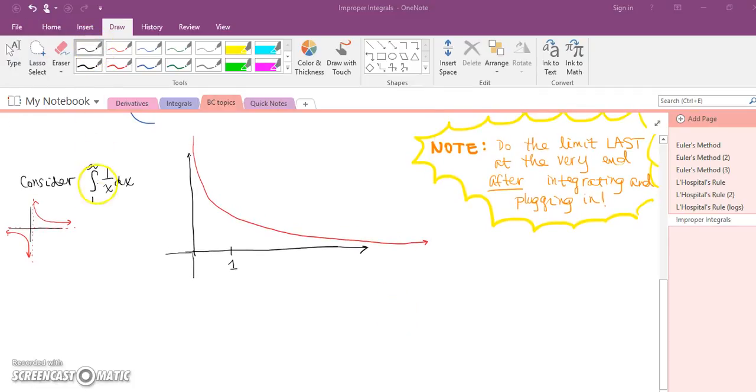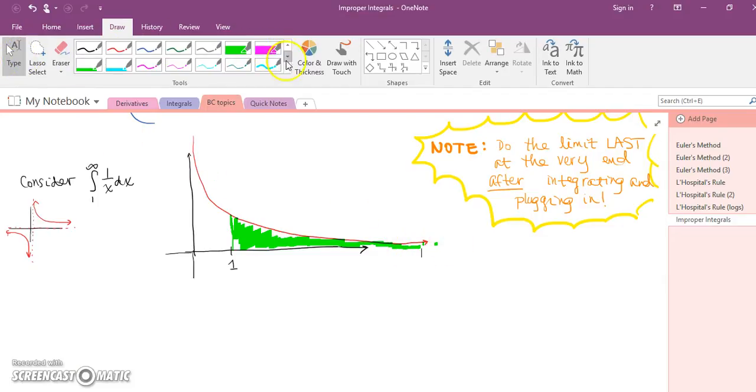Let's take this function 1 over x, which is right here. We have vertical asymptotes at 0 and 0 respectively. We're going to start at 1, and we're going to go all the way to infinity. So what we're really looking for is the area under the curve from here all the way going to the right. So we're going to keep going and going here, and we're going to see if this limit exists, and if it does, then I have a finite area.